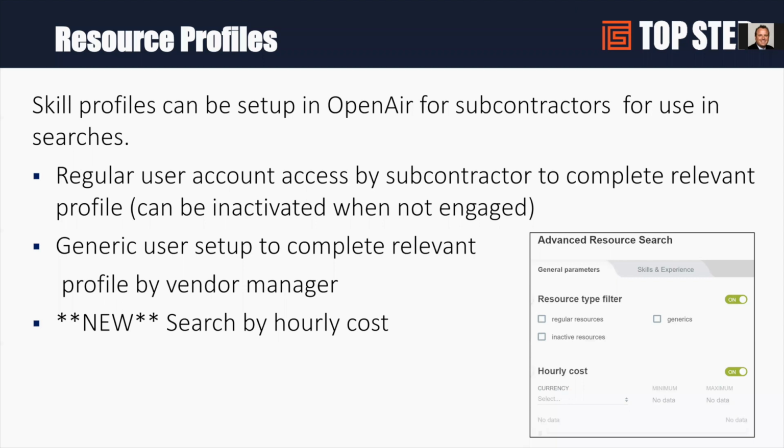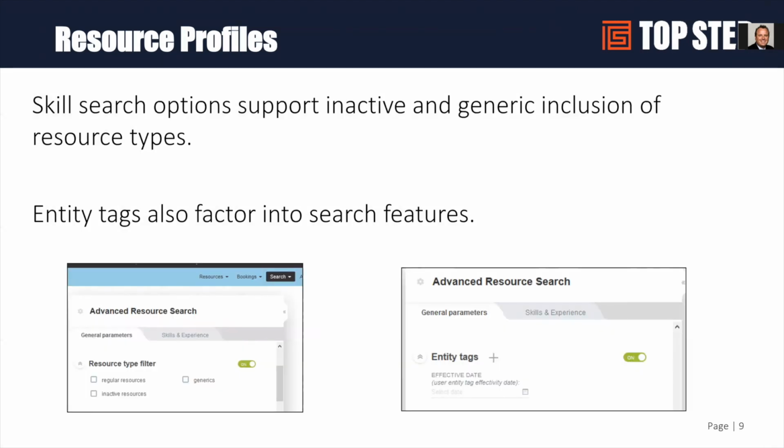Also, we talked earlier about entity tags, and entity tags can also be used in an advanced resource search. So if you're using that employment status type of entity tag, and you want to search particularly for contractors or not contractors, or contractors as of a certain date, you can use entity tags, and you can use an effective date to go ahead and do that search, and it helps you refine your search parameters much more.